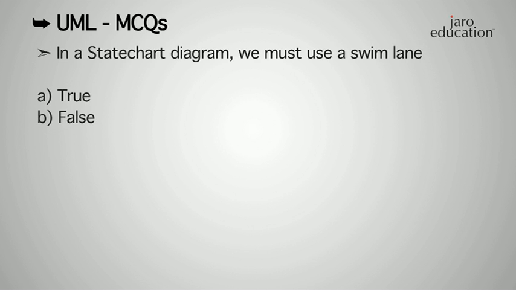Okay. Question 9. In a state chart diagram, we must use a swim lane, true or false? So if we're explaining how a class transitions from one state to the other, then this whole transition should be shown using swim lane. True or false? False, of course. State chart diagram has no such concept as swim lane.